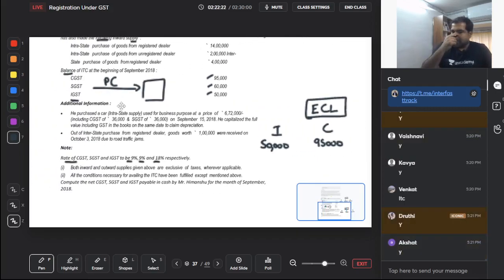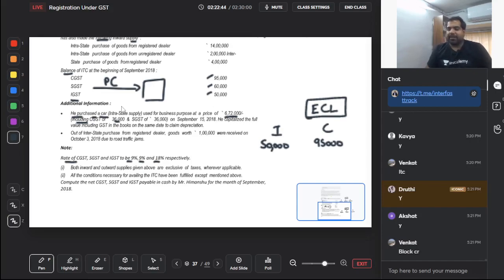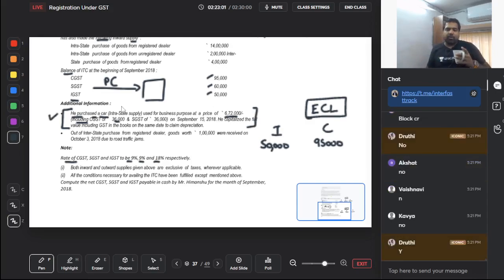Next, always see the adjustments first. He purchased a car intra-state supply and used for business purpose at a price of 6,72,000 including 36,000 GST in the month of September. He capitalized the full value including GST in the books of accounts due to the claim of depreciation. Guys, on a car, do you get any credit? No. So if you can't get credit, can you at least take depreciation? Yes, and he's done that. He's very smart. So is this perfectly right, guys? Yes, this is perfectly right.